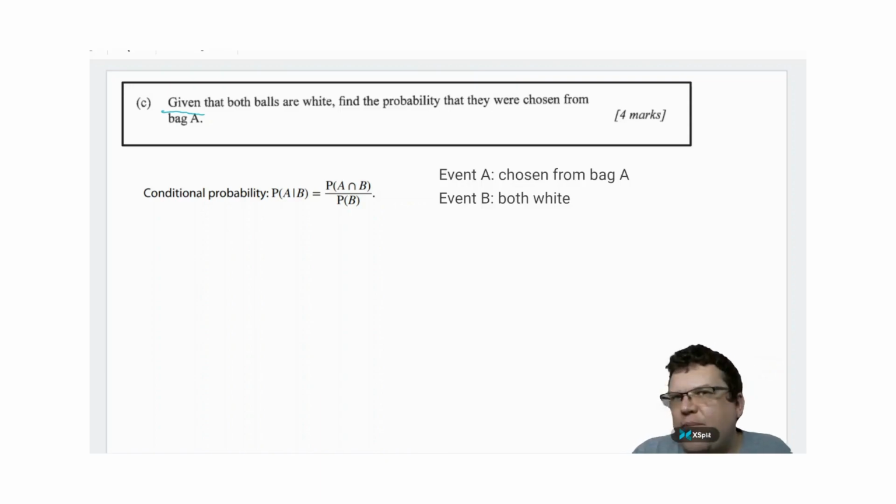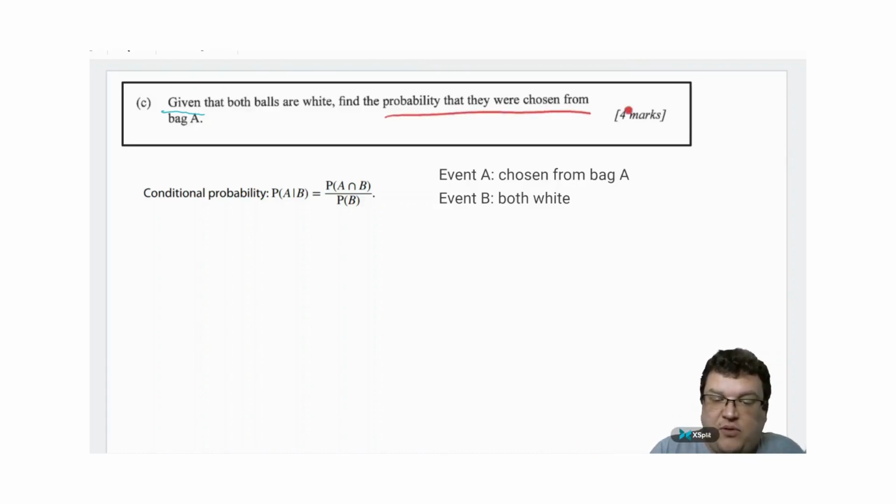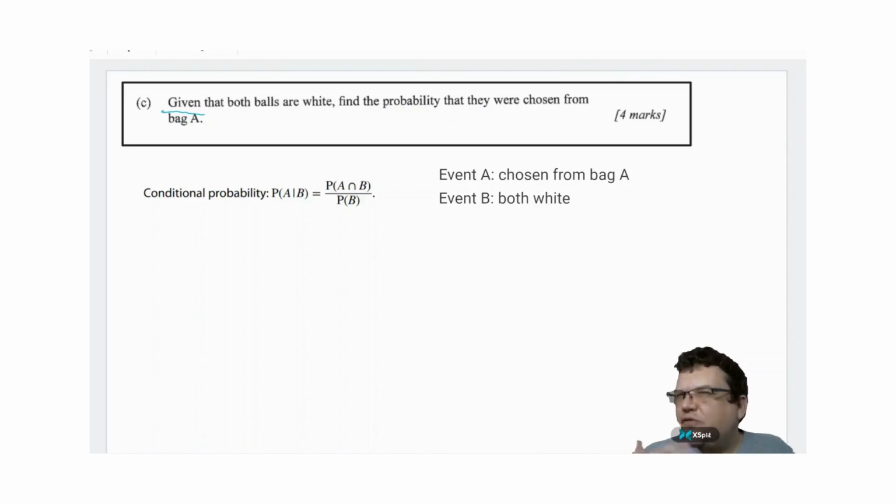So let's be really clear about what our events are here. Event A is that we chose from bag A, because that's what we were asked to figure out: find the probability that they were chosen from bag A, so the probability of A. Now it's a little bit tricky because we've already used A's and B's in this problem for the bags, but what we want here is event A to mean we chose from bag A. Event B is the outcome that they were both white, and we can find all the values for these from the previous sections. So being really clear about what events we're dealing with, we're good to go.